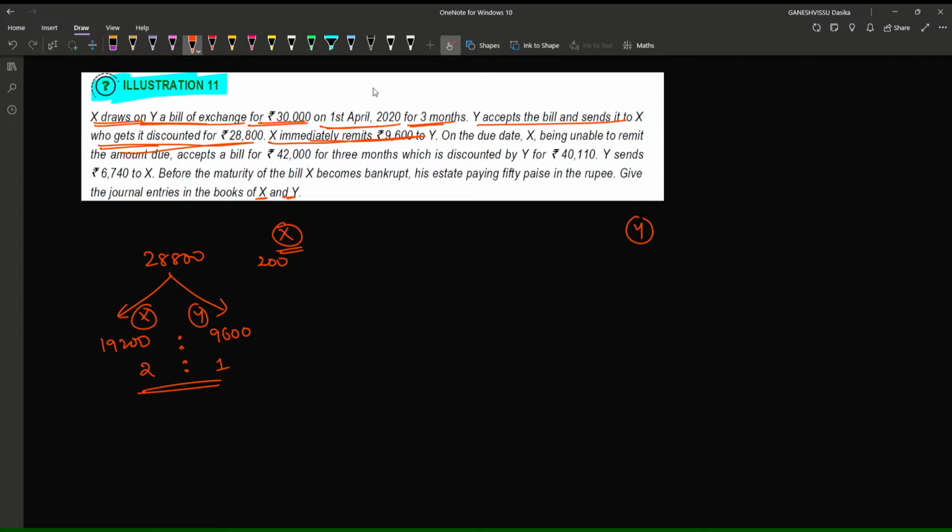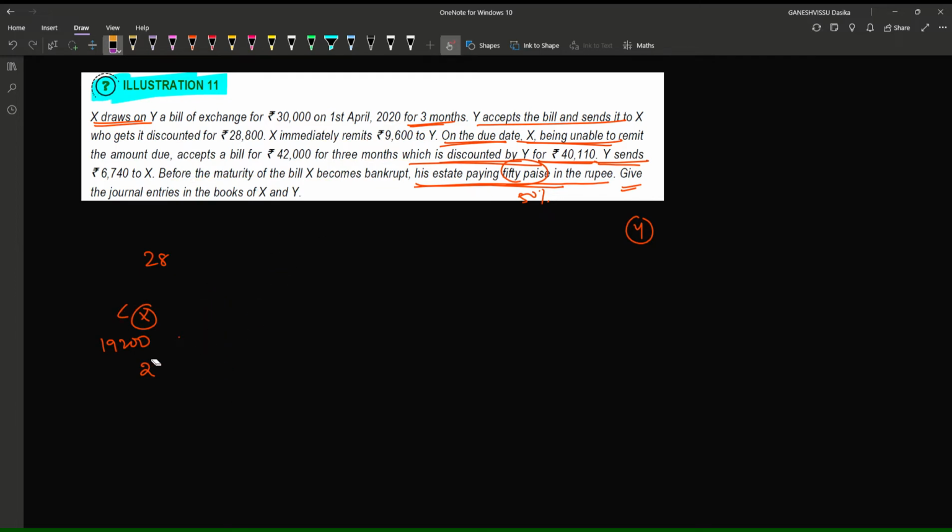Okay, this is what the thing is. On the due date, X being unable to remit the amount due, accepts a bill for 42,000 for 3 months, which is discounted by Y for 40,110. Y sends 6,740 to X before the maturity of the bill. X becomes bankrupt. His estate pays 50 paisa in a rupee. That means 50 paisa can be recovered from his estate. 50% can be recovered, and we need to pass entries in the books of both X and Y. Okay, the same type of question is there here. Now let us go for having the solution. Okay, let us now start with writing the entries.